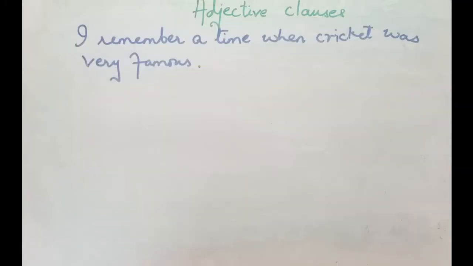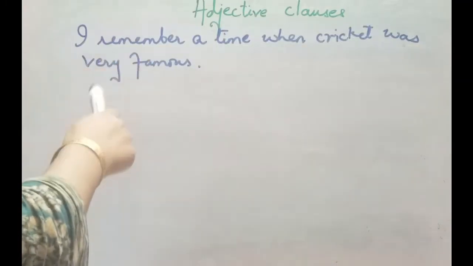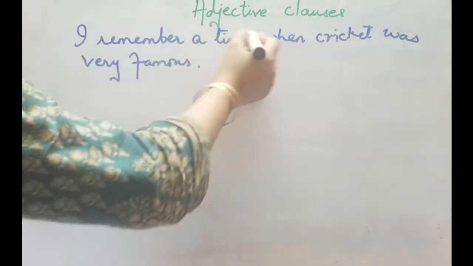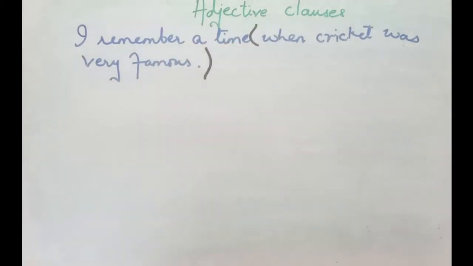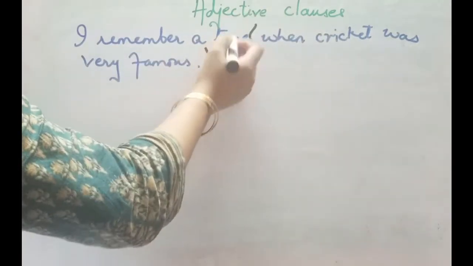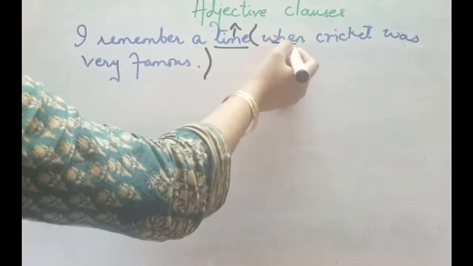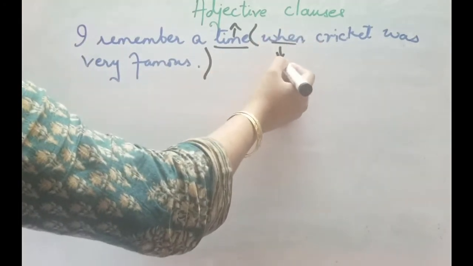Let's move on. I remember a time when cricket was very famous. Now what is the adjective clause over here? See, when cricket was very famous, and what is it modifying? Just before your clause, this is modifying time. So see, what time was it? Was it when cricket was very famous? You have got a trigger word over here. Okay, that is your relative pronoun.